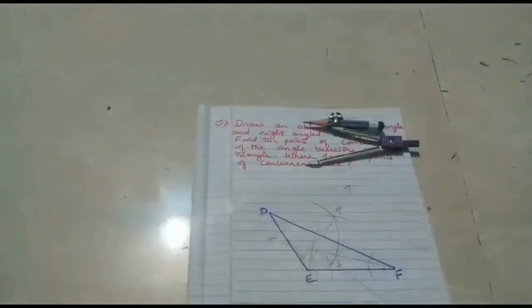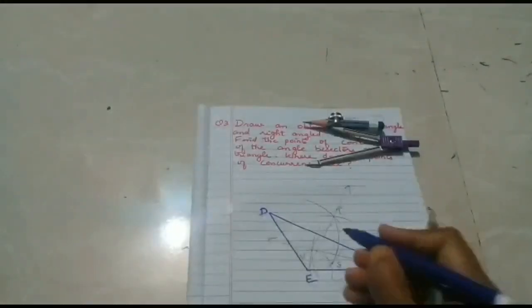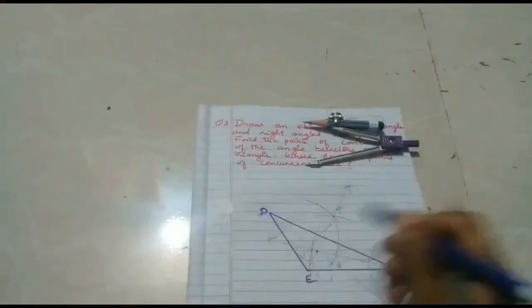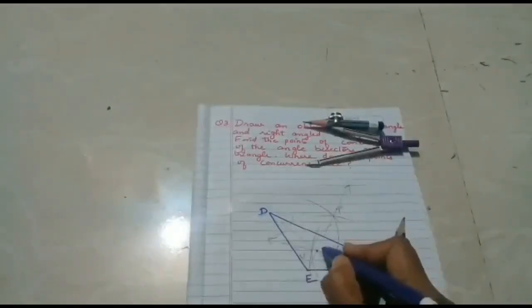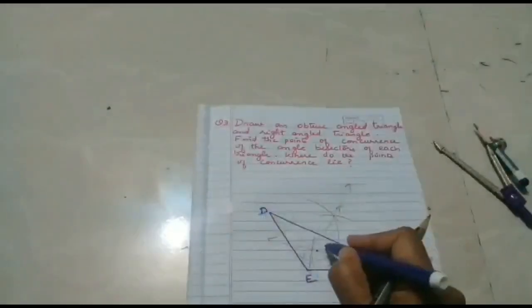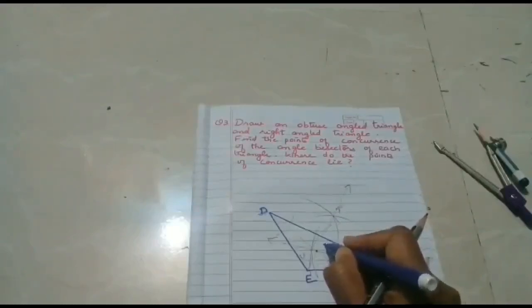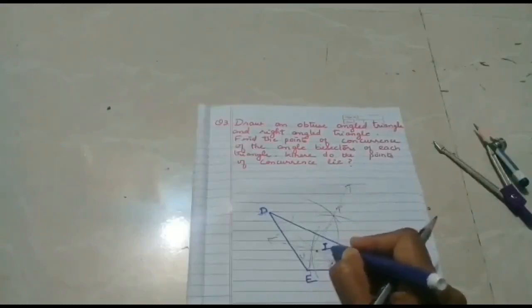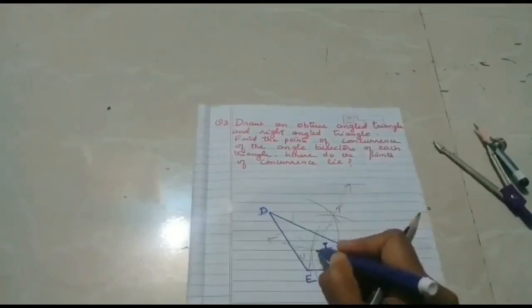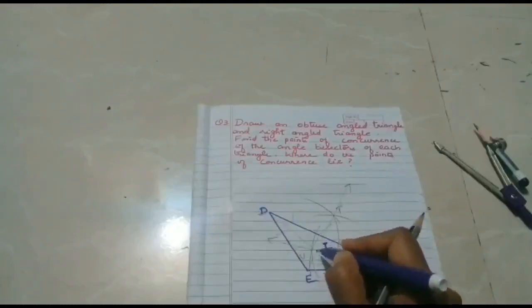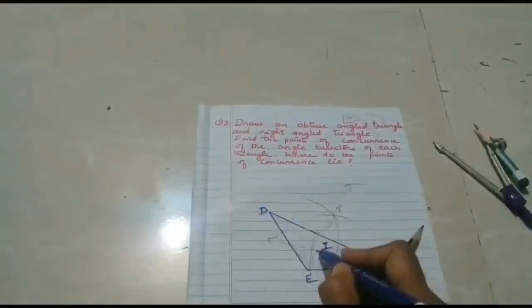Now you can see clearly that this point, can you see this point? This point is the intersection of all the 3 angle bisectors of this obtuse angled triangle. So I'll mention this point as I. It is a point of concurrence. Why concurrent? Because all the angle bisectors pass through the common point I.